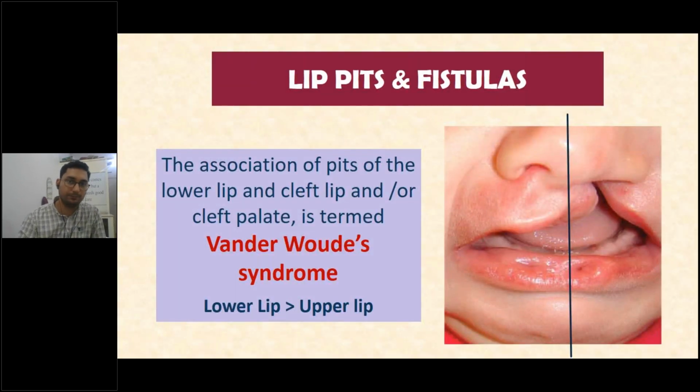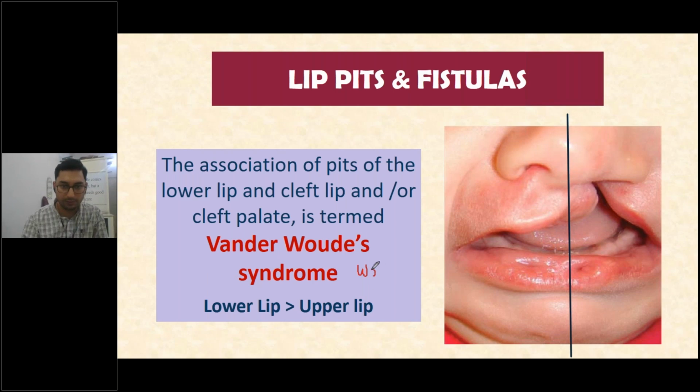So first and foremost is lip pits and fistulas. You can see lip pits, two lip pits, closer to the midline. They can be present individually also, and if they are present with a cleft, then it is known as Van der Woude syndrome.